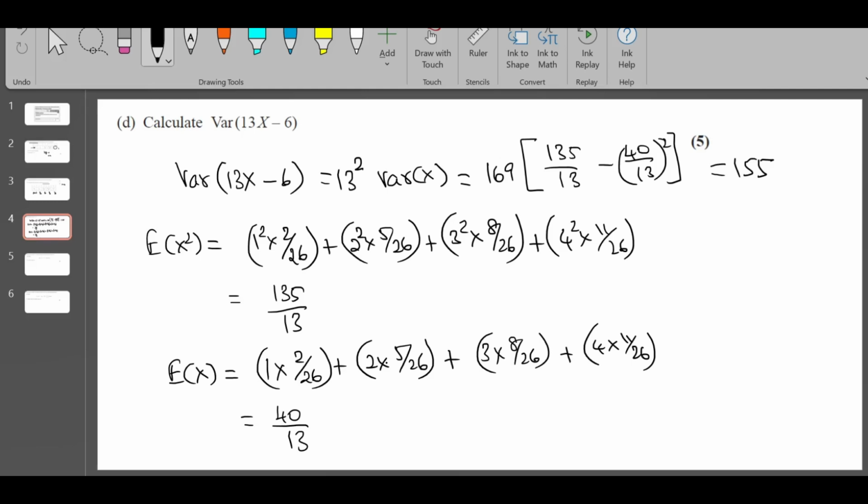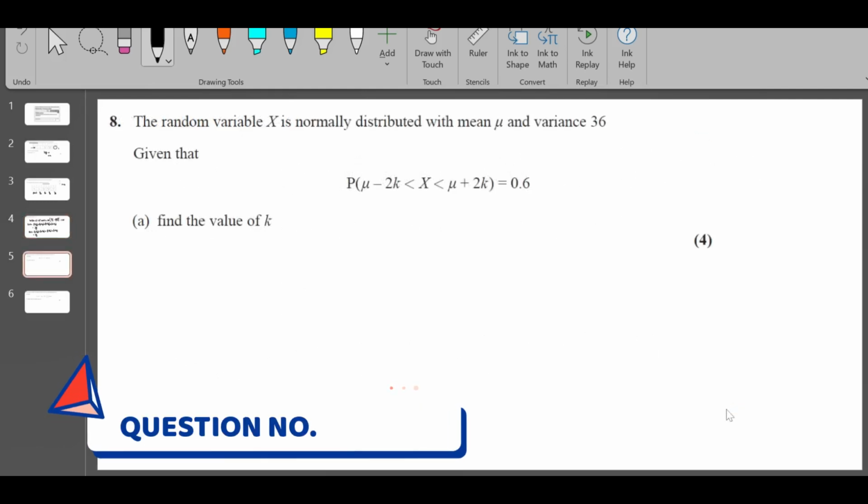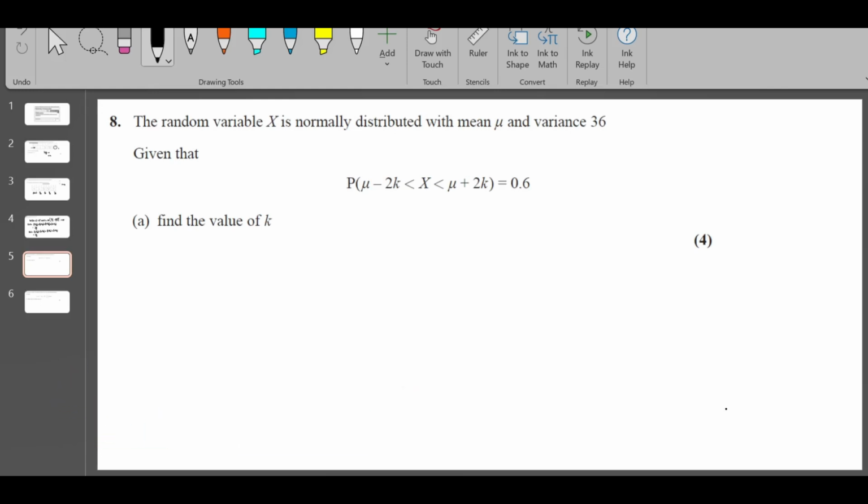It's a 5-mark question. Let's look at the last question, question number 8. The random variable x is normally distributed with mean mu, variance 36. So sigma is square root of variance, which is 6. So you can write x follows normal distribution of mu comma sigma square. And it's given the probability between these two values is 0.6.